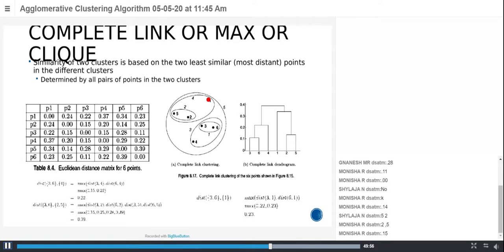Like that, we will find the values with respect to 3, 6 and 1. The farthest point is 0.23. So among these three values, 0.22, 0.39 and 0.23, which one is the minimum? 0.22 is the minimum, is it right? So that's why I'm going to merge these two points. I'm not going to merge the others. So first calculate the maximum distance, then among these maximum distances see which one is minimum, and use those two points to merge the two clusters into a single cluster.